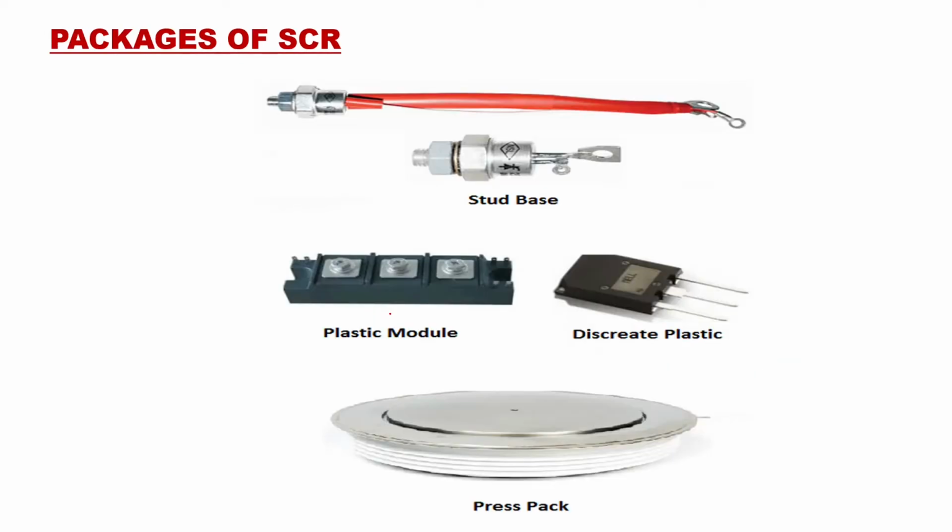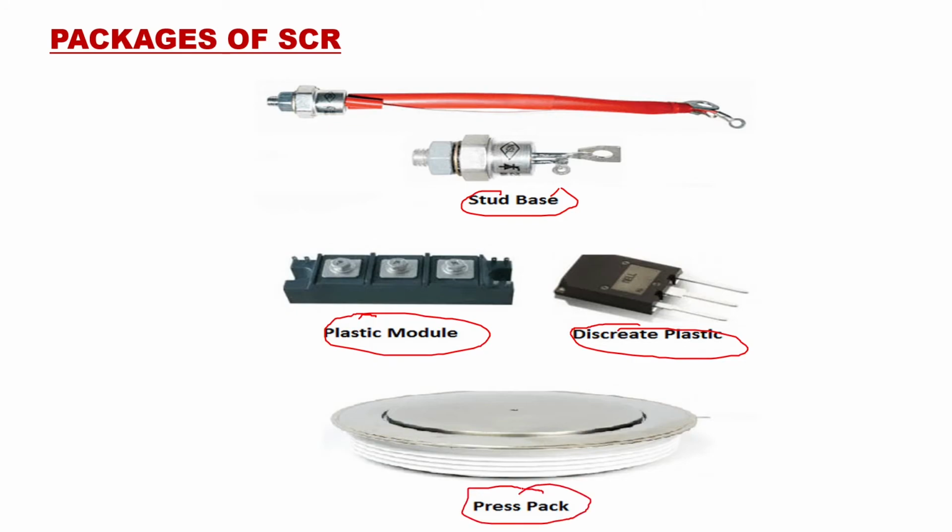Then the packages in which you get SCRs are, the first one shown here, a stud type. You can see a plastic module package, a discrete plastic, and a press pack. Now, in these packages, it is very important for you to understand the 3 terminals of the SCR: which is the anode, which is the cathode, and which is the gate.